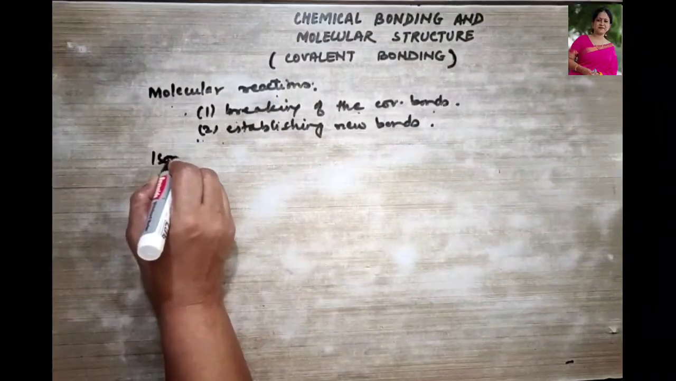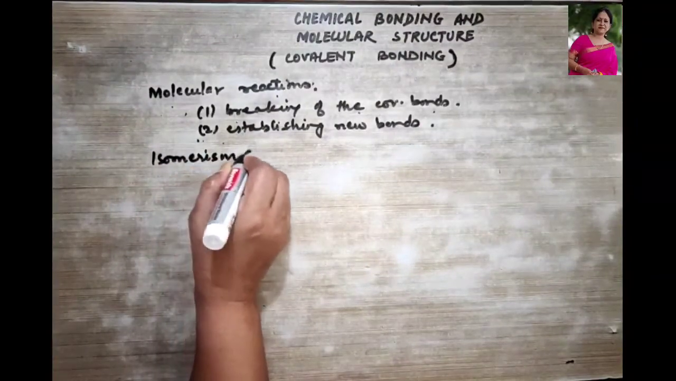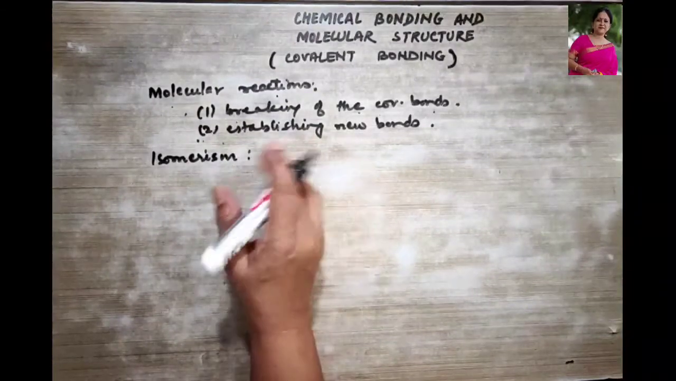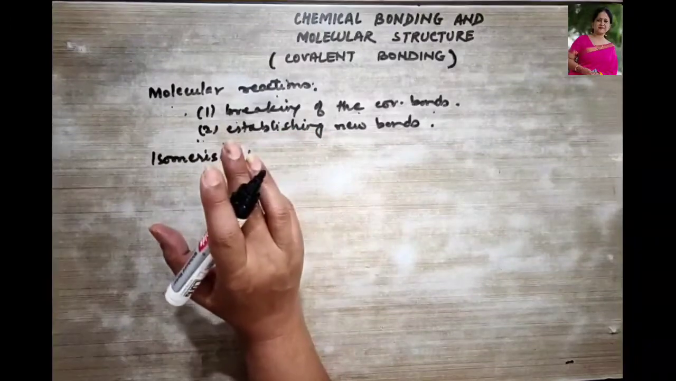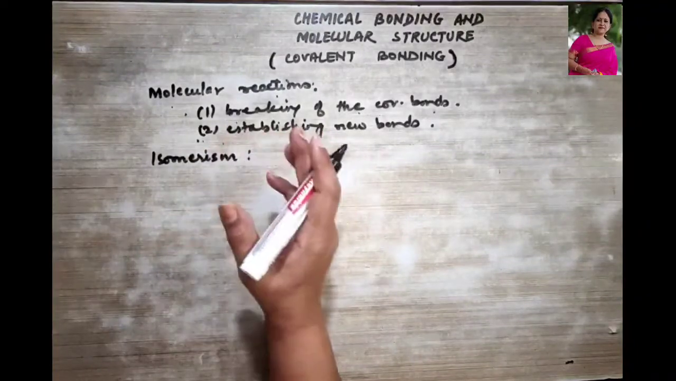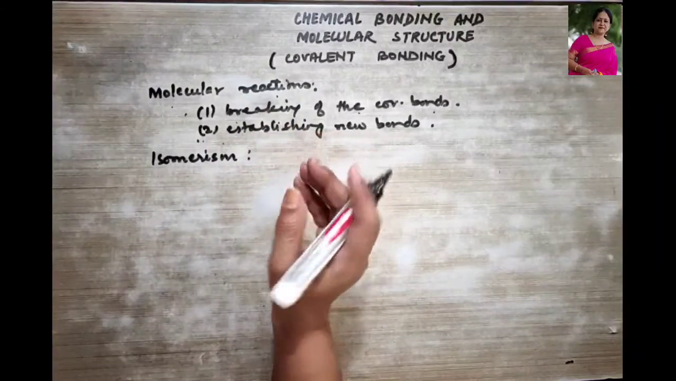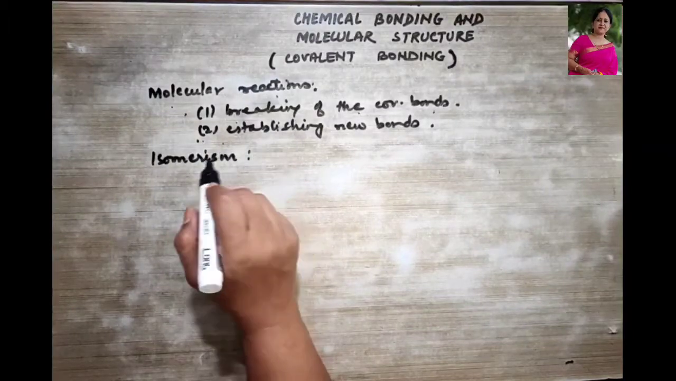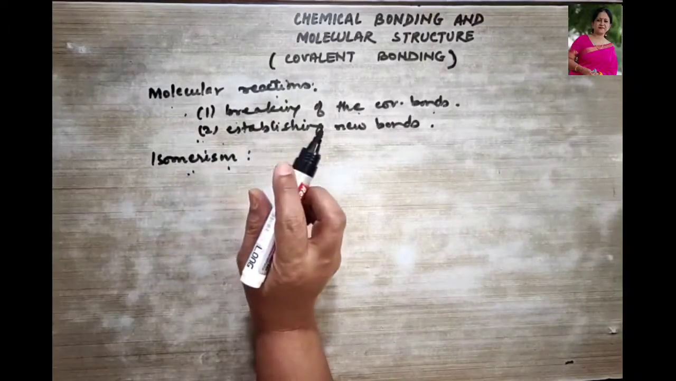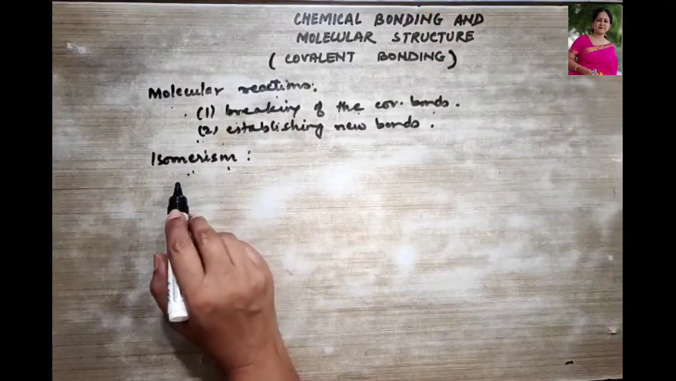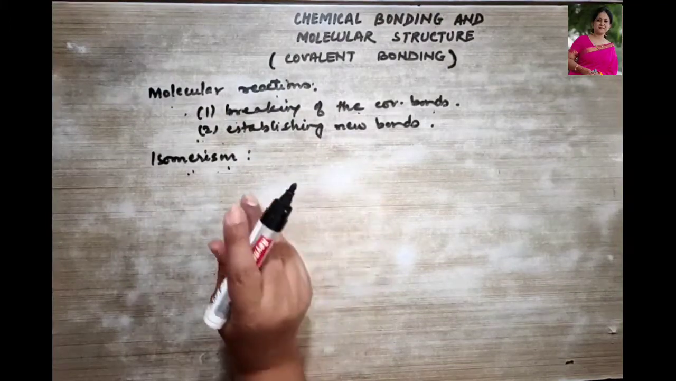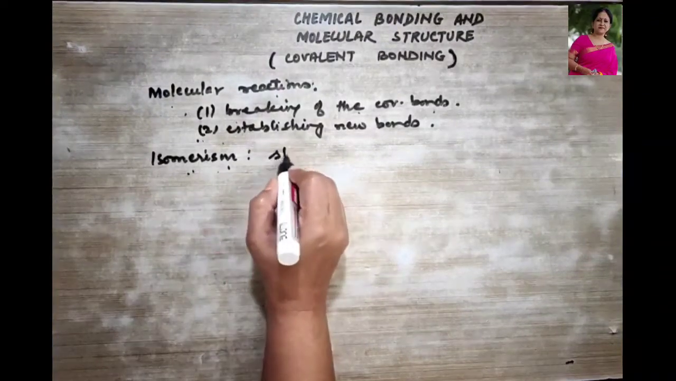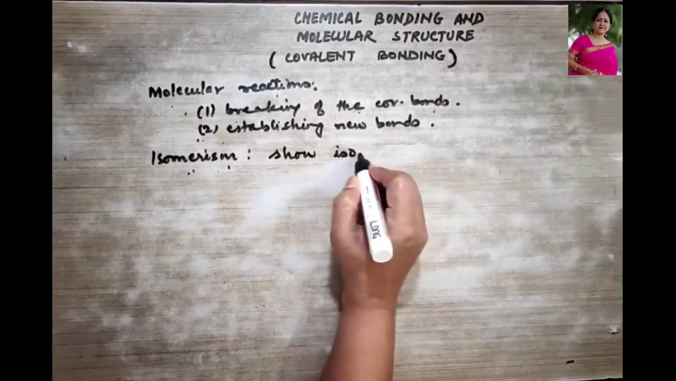And lastly, we talk about isomerism. What do we know? These covalent bonds are hard, rigid, and directional. So there is a possibility of arrangement of atoms in space, and therefore we can say that these covalent compounds can show isomerism. I hope you know what isomerism is. It has a similar molecular formula but different structural formulas. I hope till here everything is clear. They show isomerism.